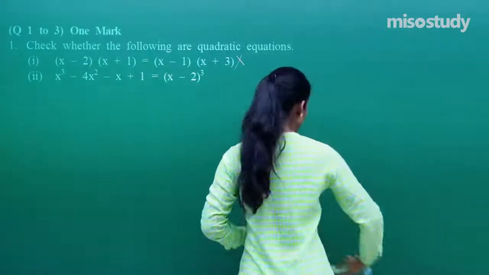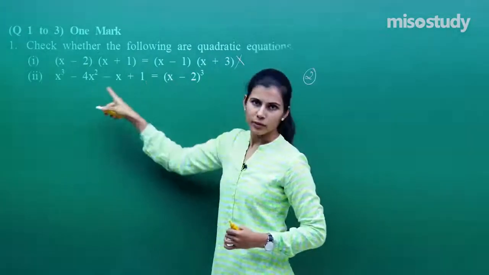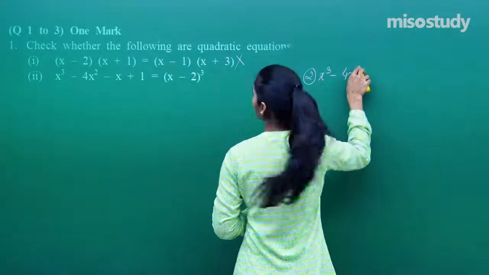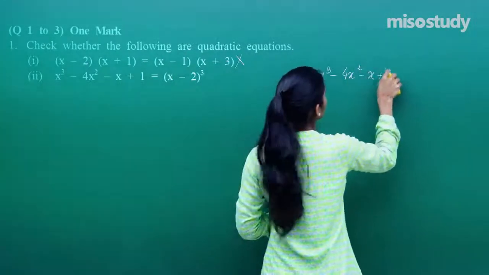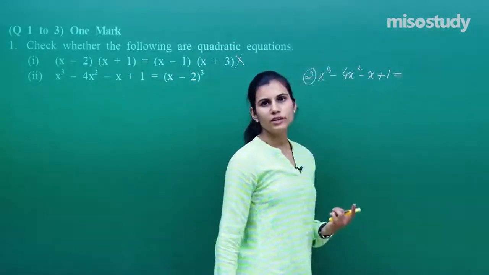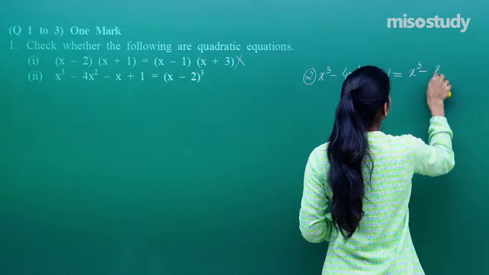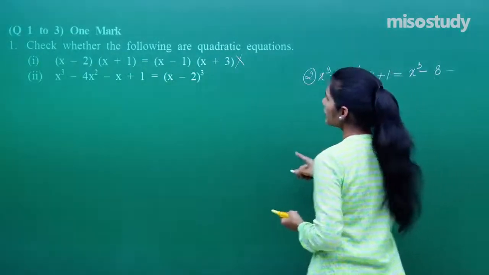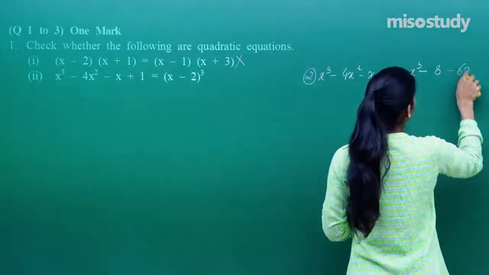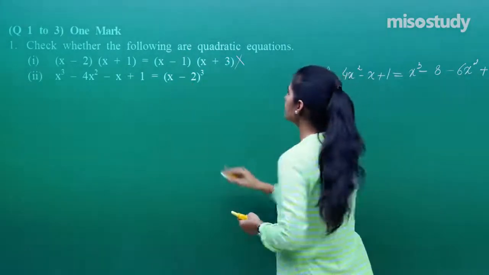If I now check the second one, at first look it is looking like a cubic equation, power is 3. But let's try to simplify. You have x cube minus 4x square minus x plus 1 equals (x minus 2) whole cube. (a minus b) whole cube is a cube minus b cube minus 3a square b plus 3ab square. So you have a cube minus b cube minus 3a square b. So 3 into 2, 6x square, plus 3ab square. 2 square is 4, 4 into 3 is 12, 12x.